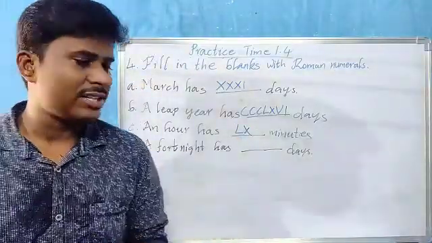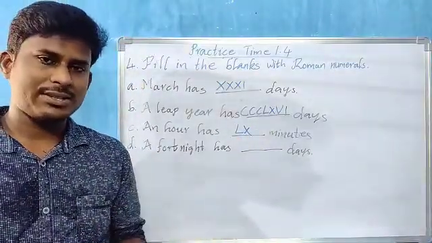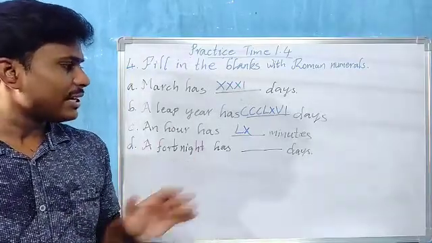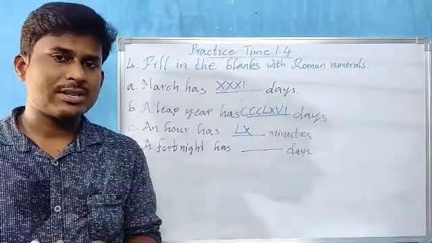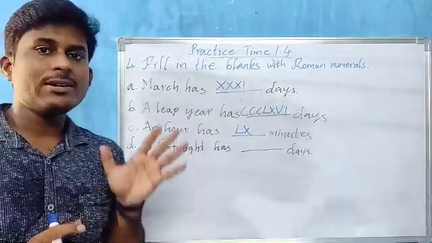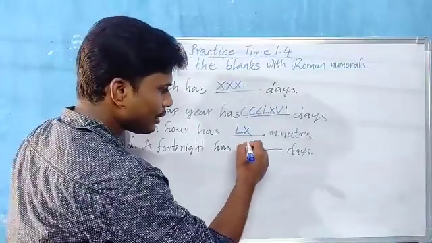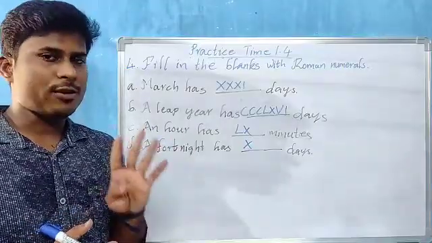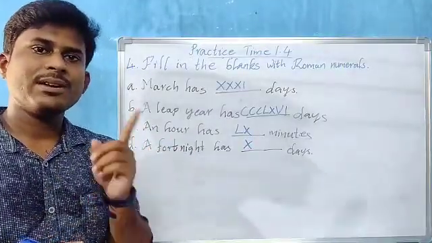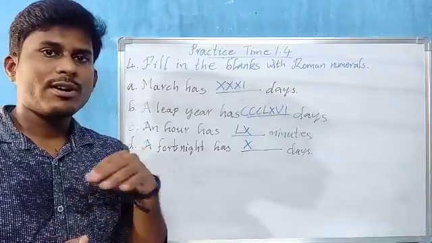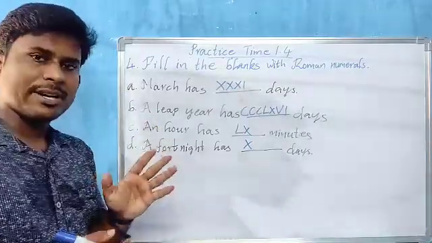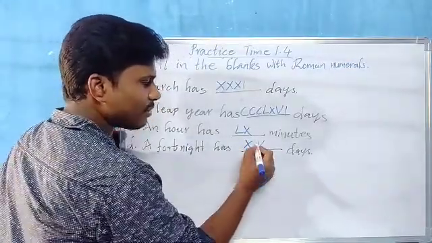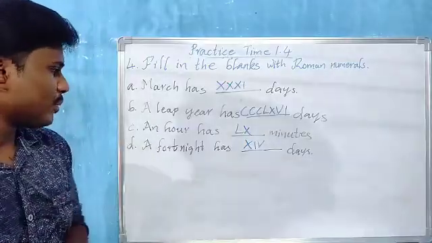A fortnight has how many days? Generally we count a fortnight as 14 days, children. 2 weeks are there, 14 days are there. So 14 days, how do you write in Roman numerals, children? 14 means 10 plus 4. What is the symbol of 10, children? X. So plus 4, we cannot write directly 4 I's. We have to subtract 1 from 5, children. How? V minus 1. That means on the left side you write, 5 symbol is V, minus 1 means I, you have to keep on this way. So this is the symbol of 14, children.